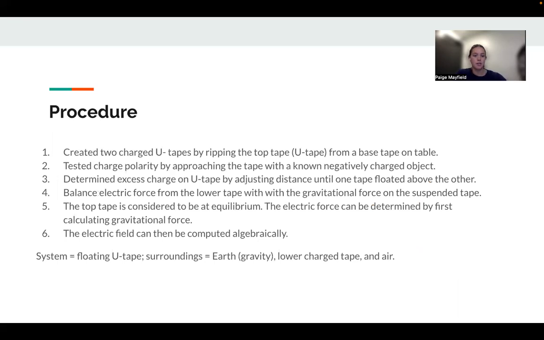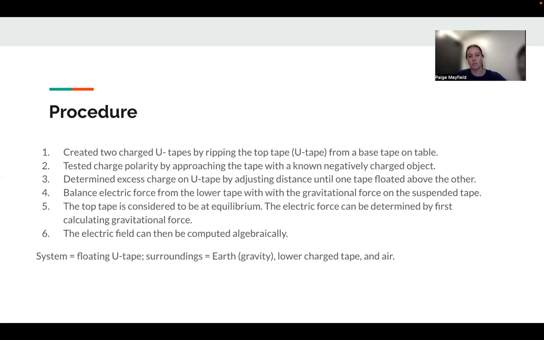So in our procedure, we created these two U-shaped tapes and ripped them off the table, and we tested the polarity by approaching the tape with a known negative object, and we determined that there is excess charge on the U tape by adjusting distance until one tape floated above the other.